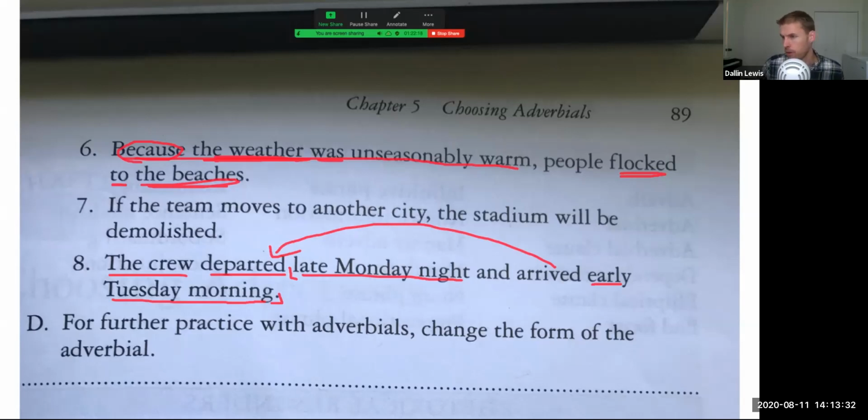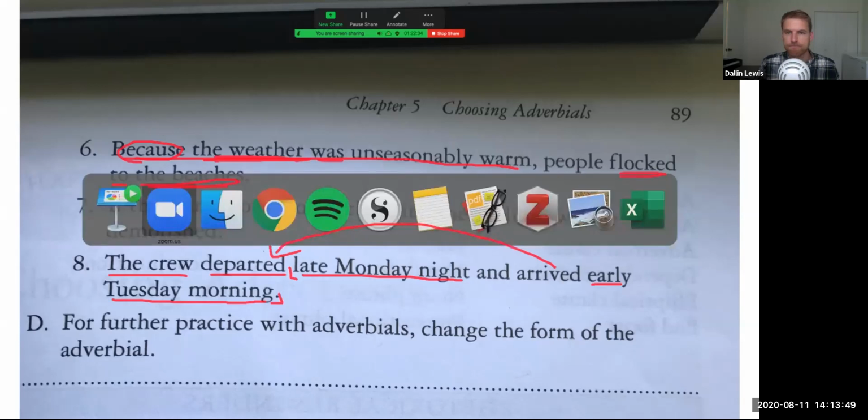It says to further practice with adverbials, you could change the form of the adverbial. Yeah, we're not going to do that. All right. So if you have any questions, do let me know. Otherwise, this covers it for adverbials. We'll be practicing this. So if you feel overwhelmed, don't worry. We will work on this more, and then we will add adjectivals to this. See you next time.